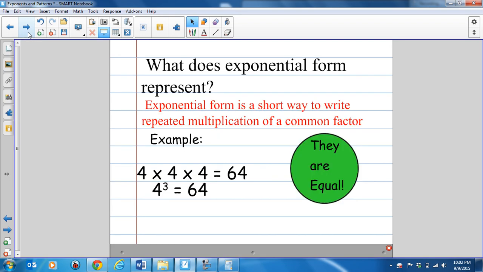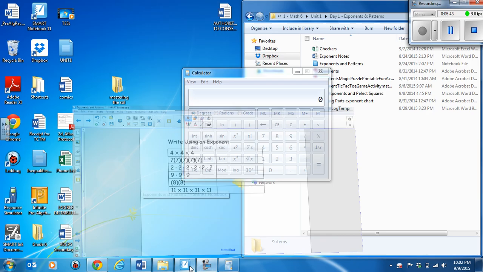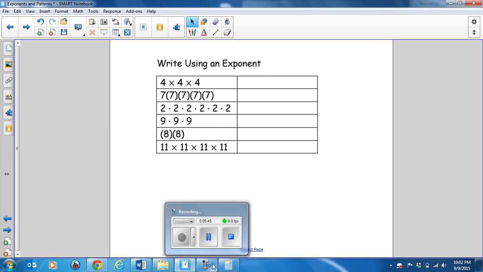So what does exponential form represent? Exponential form is a short way to write repeated multiplication of a common factor. Here we have 4 times 4 times 4, which equals 64. An easier way to write this is 4 to the third power. So what I'd like you to do is take a moment, pause the video, and fill in this chart. I want you to see if you get these right.